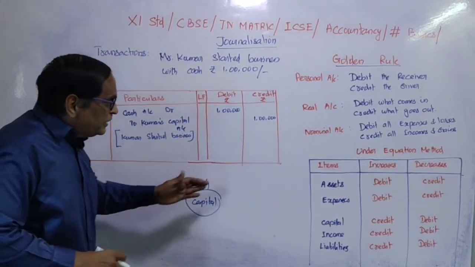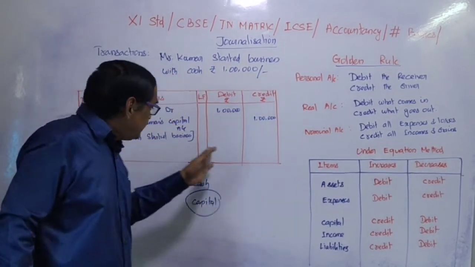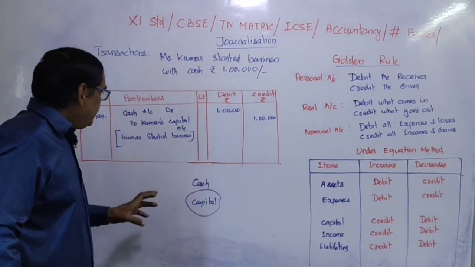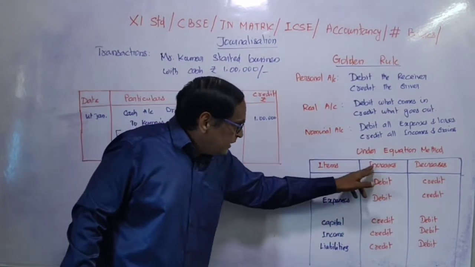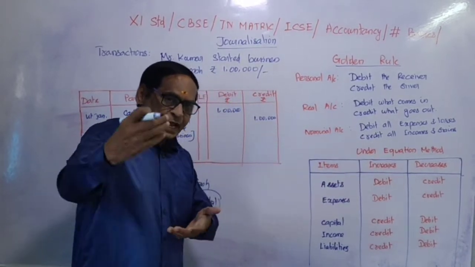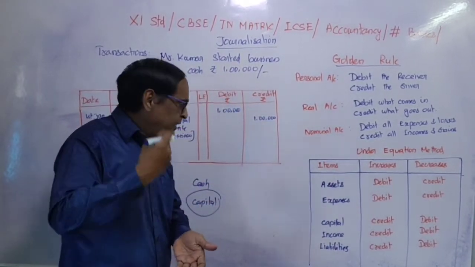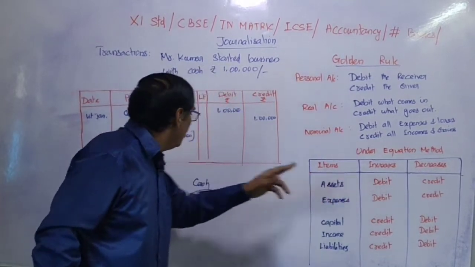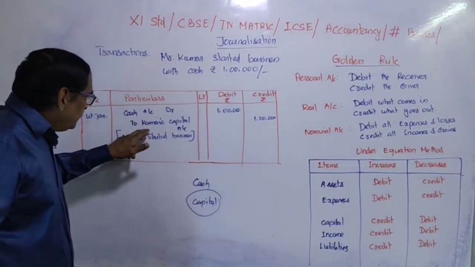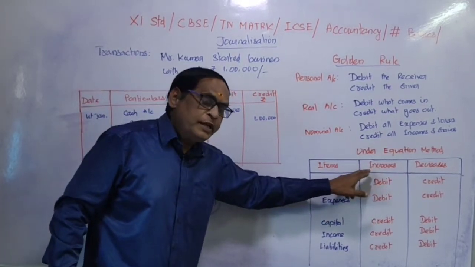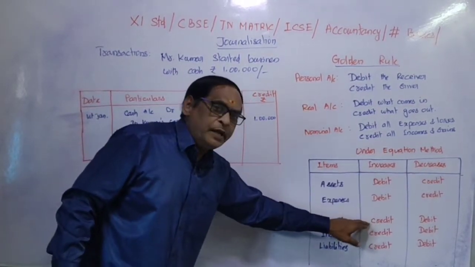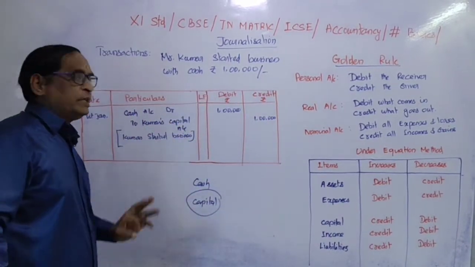We can check in this method. Under the equation method, the same result will come. For example, cash. Here it is an asset. If we start the business, cash is coming inside, so the asset is increasing. If it increases, it is to be debited. So cash account is debited. And then Kumar's capital account. If capital increases, it is to be credited. So Kumar's capital account is credited.